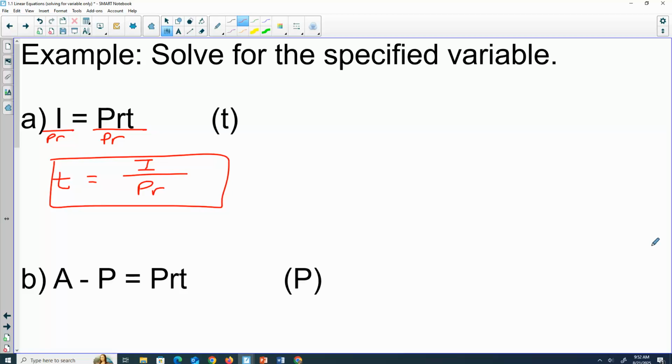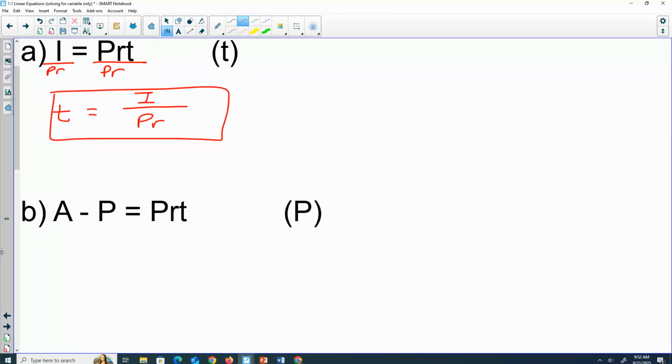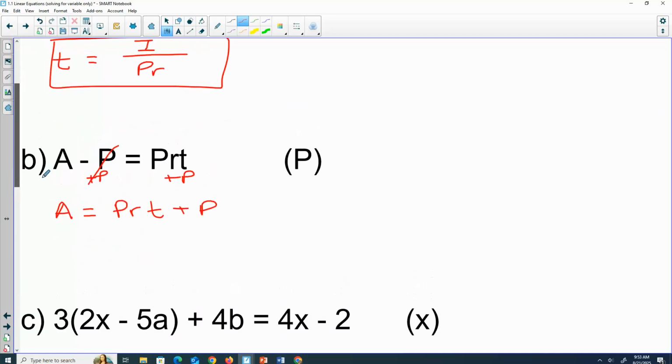I want p by itself, but how many p's are in my equation? 2. So first, let's get the p's on the same side of the equation. What would I do with this one? Okay. Are they like terms over here? I mean, they both have a p, but this one has an RT and that one doesn't. So I can't actually combine them. What could I do?